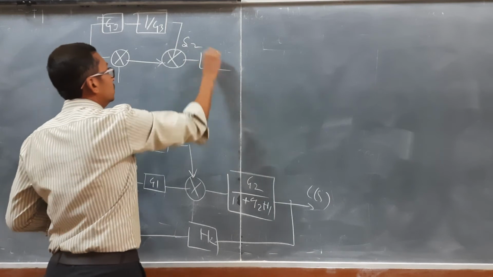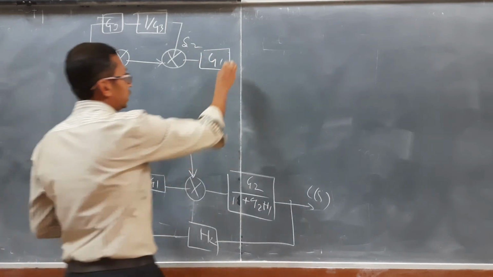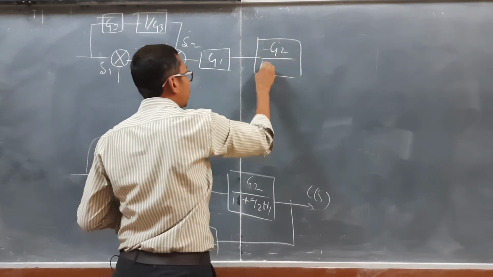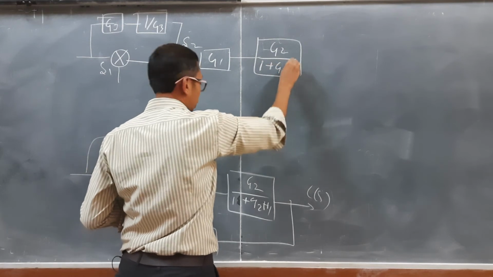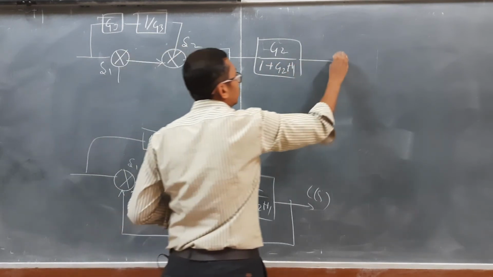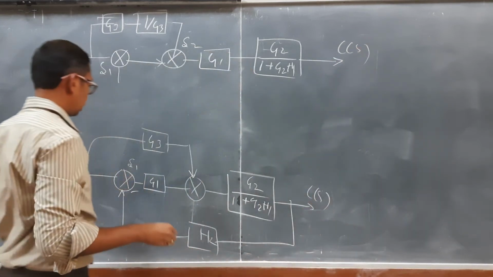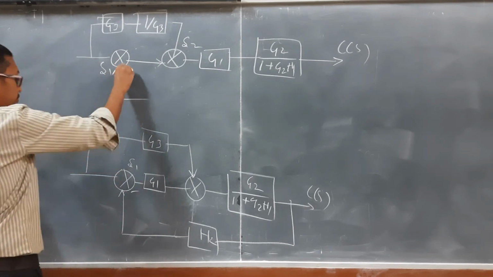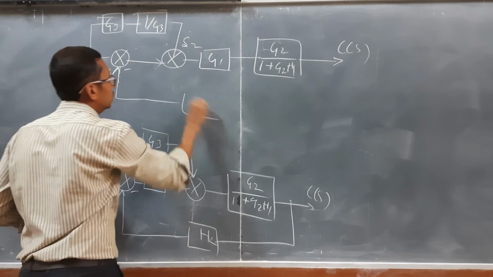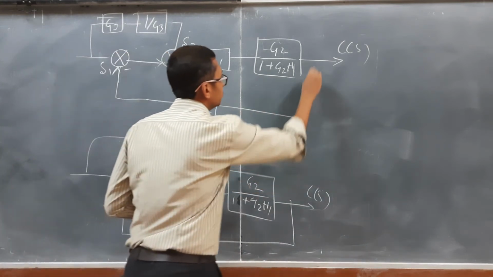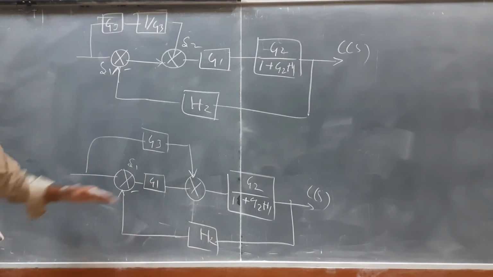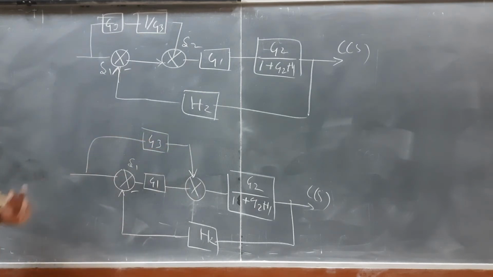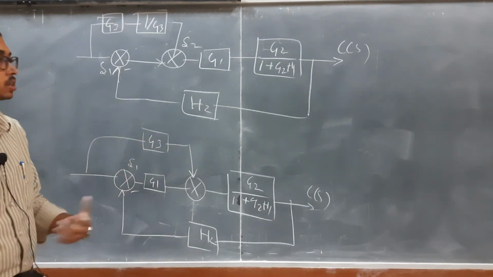Next, what we have? We have a G1. Next, we have G2, 1 by G2, H1, and finally C of S. And what else here to this summing point 1? We have a feedback signal of minus H2. Okay, so this is the changes. Please pay attention. Shifting the summing point to before the block G1. So I am just going with the procedure rules.